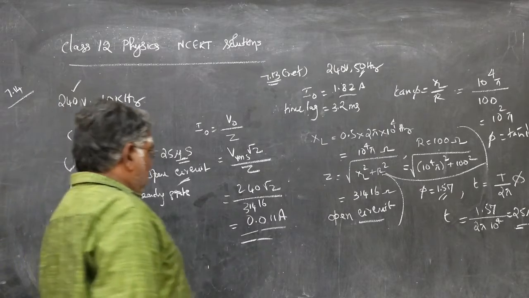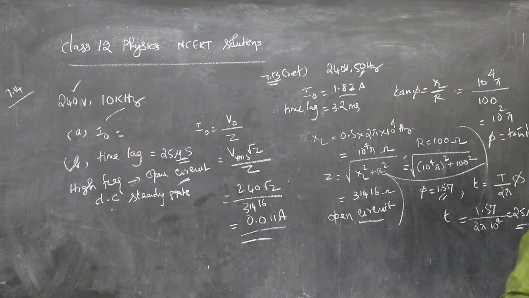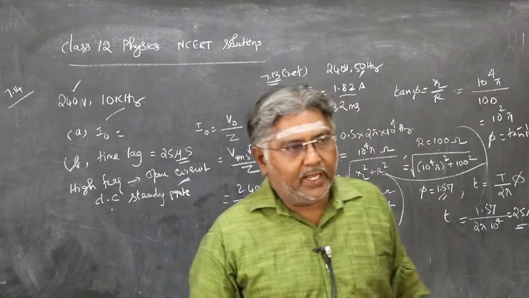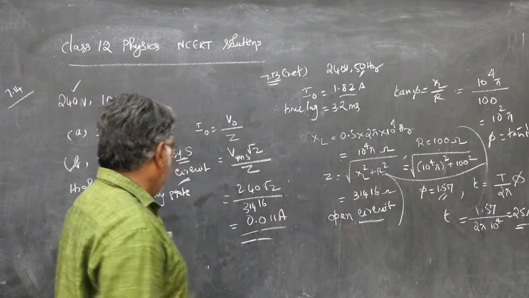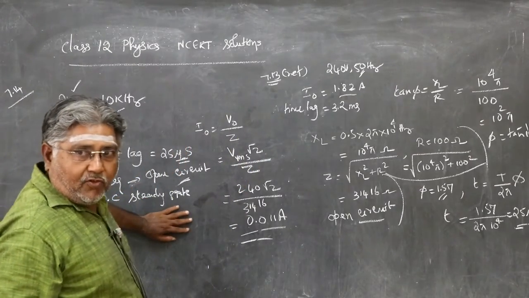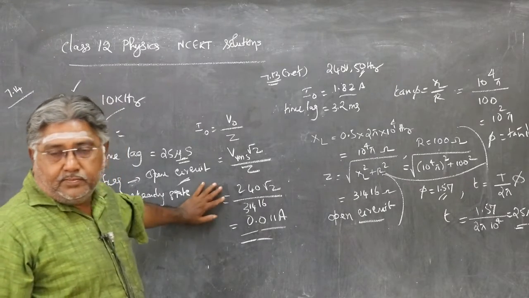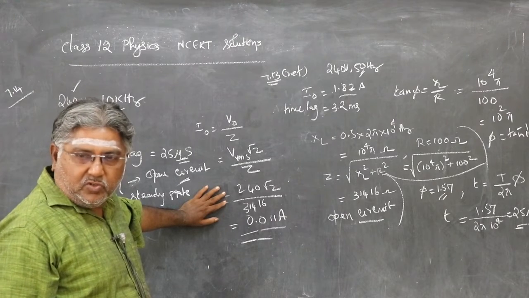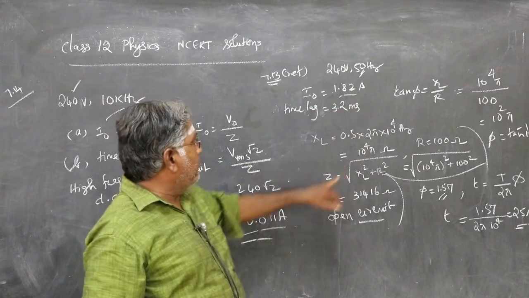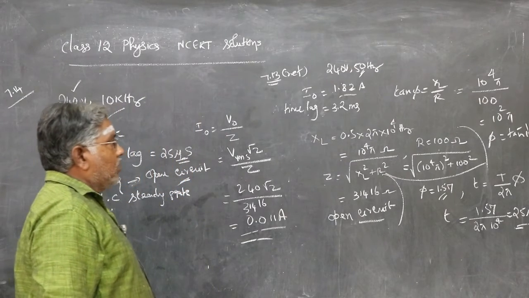Okay. So we found the answer for the questions in 7.14 relating certain things with 7.13. And we already explained the effect of high frequency in the current. What is the effect? Current has drastically reduced to almost zero value, from 1.82 ampere to 0.011 ampere.